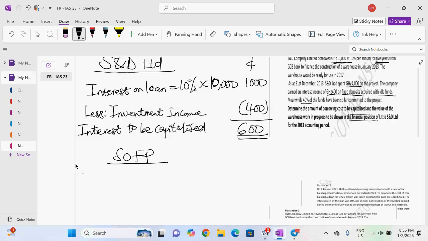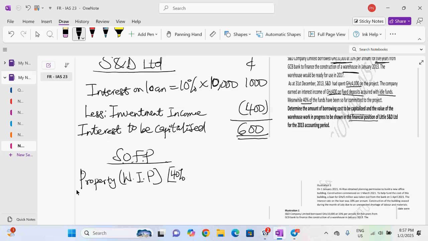But what project is S&D doing? Construction of a warehouse, right? So can we say that the property, which is the warehouse, is actually a work in progress, because we are not done with the construction? It is partly finished, right? So that is a work in progress, which is the warehouse. And they are saying that 40%.